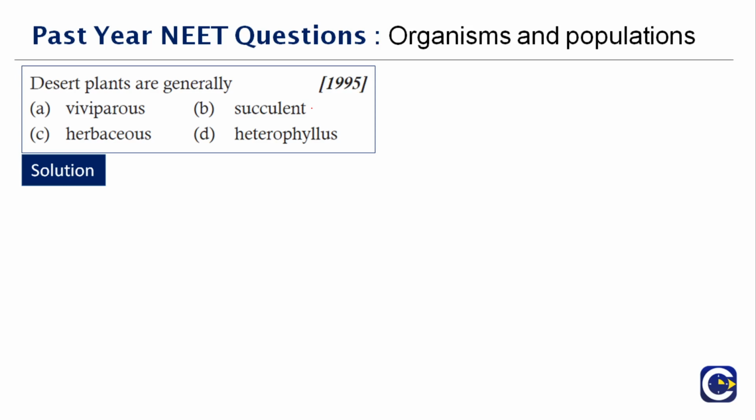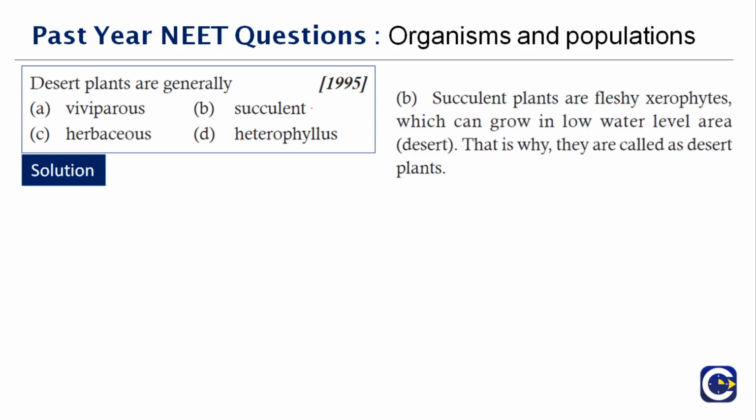They can preserve their water as much as they can, because their stomata are in condensed form, so that it prevents the water loss. Succulent plants are fresh xerophytes which can grow in low water level, and that is why they are called desert plants. Okay, therefore the right answer to this question is option B.